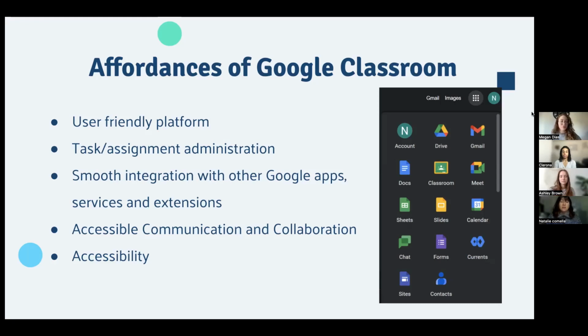The second affordance is the task/assignment administration opportunities you can have with Google Classroom. So individuals managing the platform, for instance, an educator, has the ability to generate and distribute assignments directly from the platform. In addition, they have the ability to provide deadlines and feedback to students. And then students are granted the opportunity to submit their work, obtain their grades, and monitor their overall progress within Google Classroom.